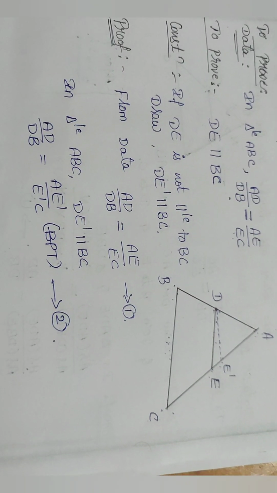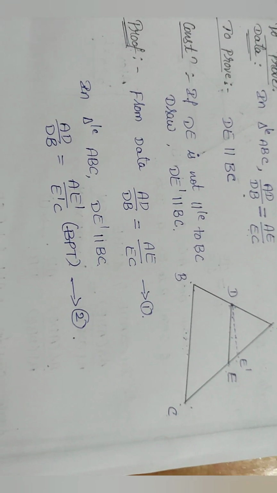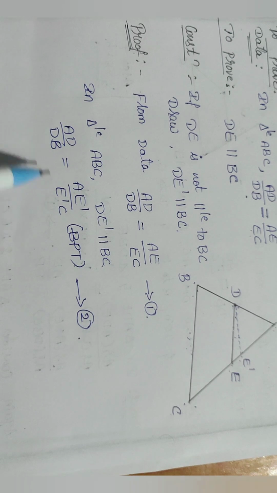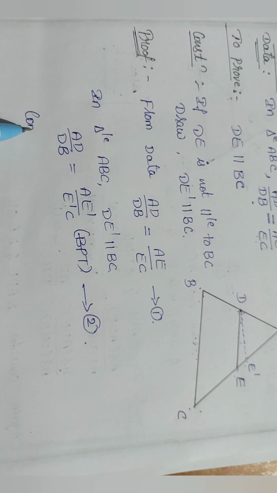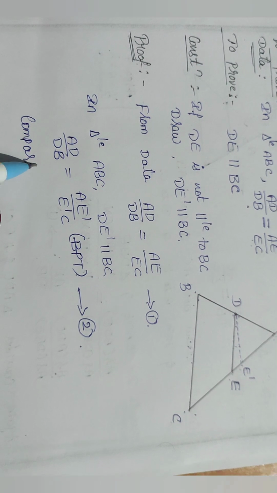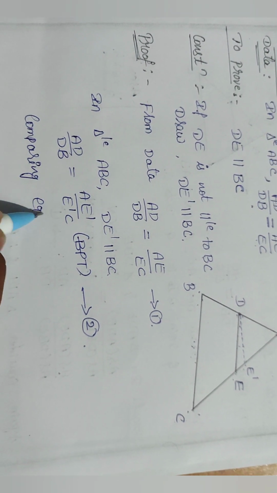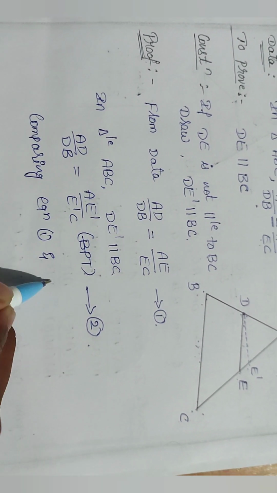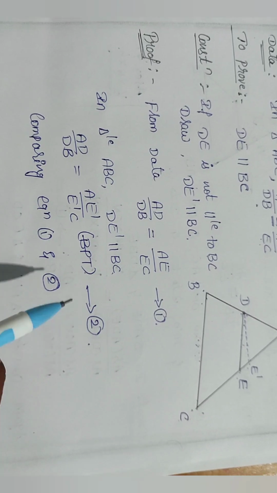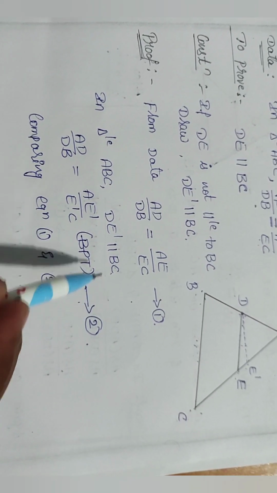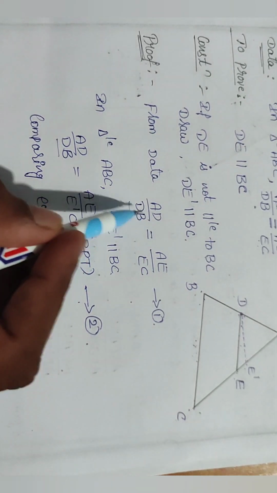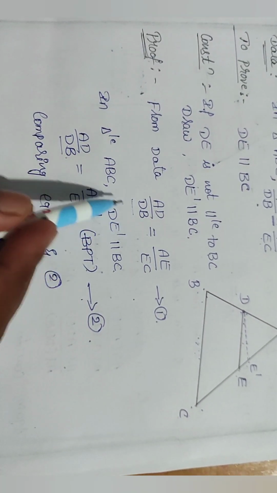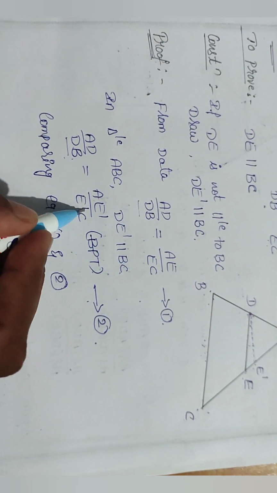Now the next step is, we will compare equation 1 and equation 2. By comparing these two, observe the LHS of equation 1 and equation 2. Both are the same. So if the LHS are the same, the RHS are equal.